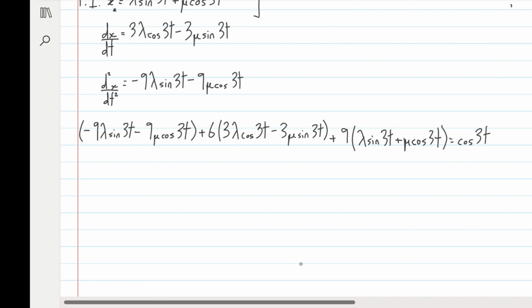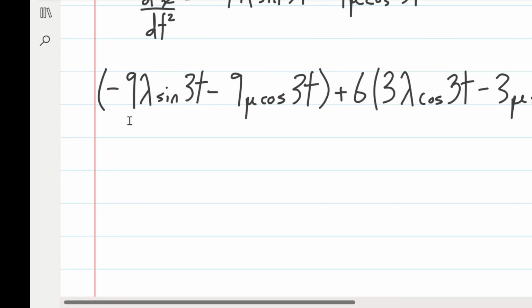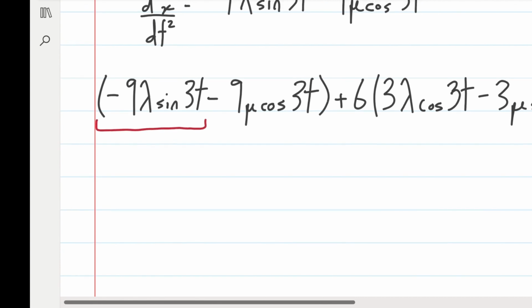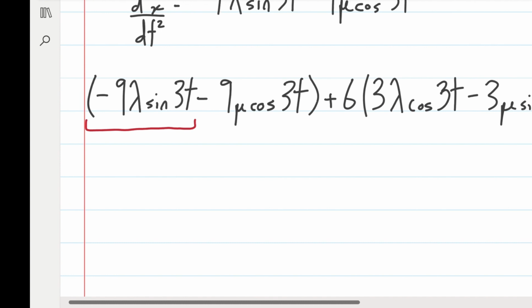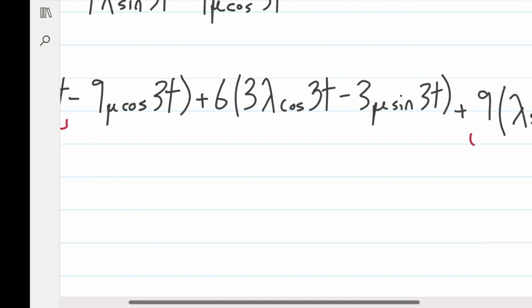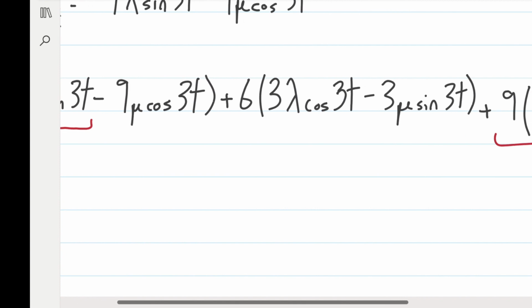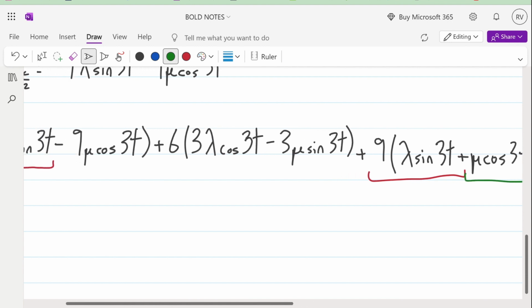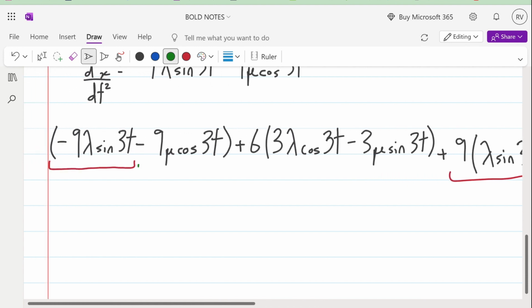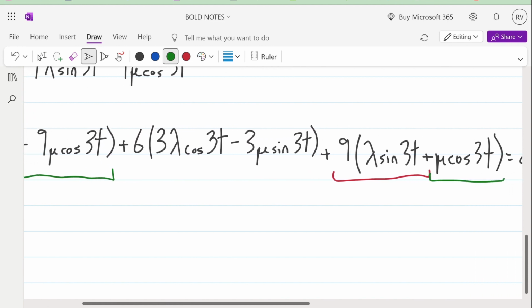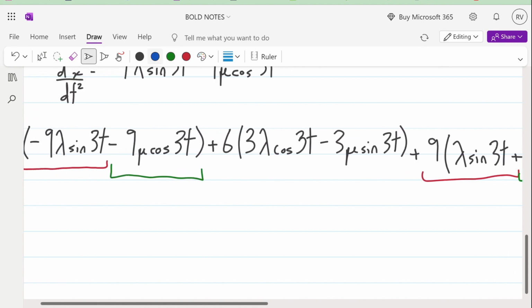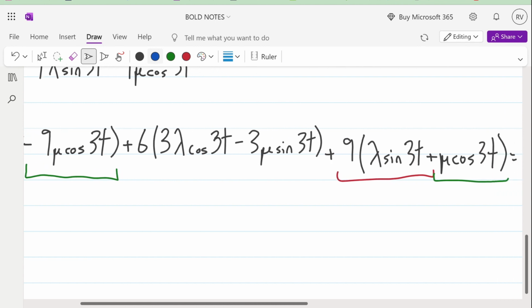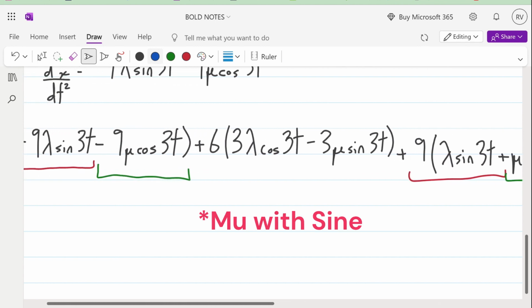We can simplify everything on the left hand side of the equation, so we're just going to group the lambda sines, and here we have a mu sine, but here we have a lambda sine. Minus 9 plus 9 cancels out nicely. We're going to have a 9 mu, and we're going to have a minus 9 mu, so that's also going to cancel out very nicely. We're going to get a lambda with cosine and a sine with cosine.